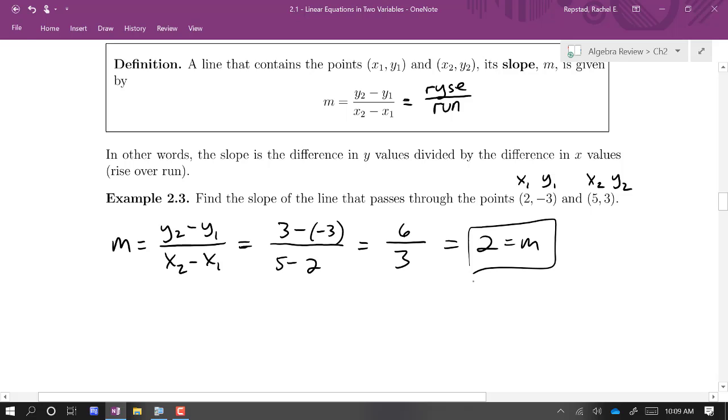When I think about a slope, I usually think about it in terms of a fraction. So if I were visualizing a line with slope 2, I think of it as 2 over 1. Like I go up 2 and over 1 from one point to get another point.